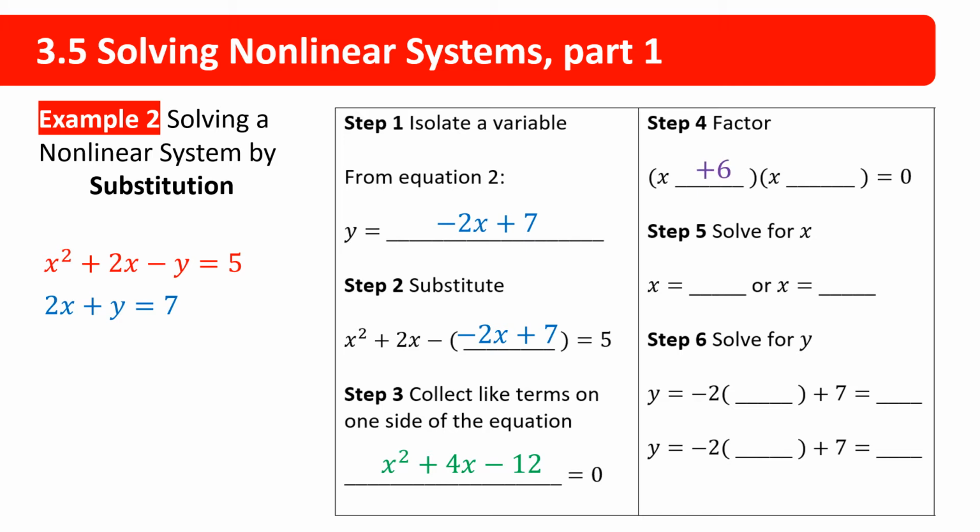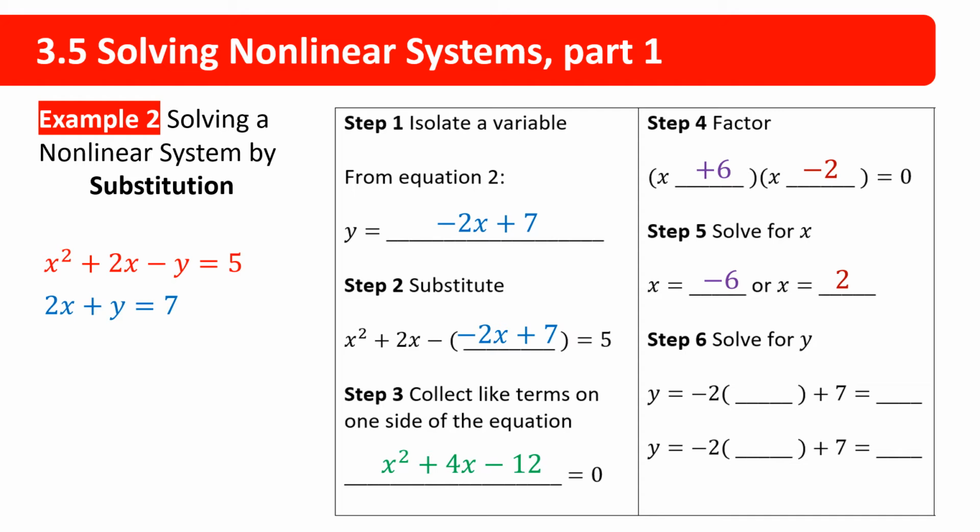We can check out our possibilities, 12 and 1, 4 and 3, but 6 and 2 are the ones that are going to properly get us to 12 when we multiply and 4 when we add, assuming that those signs are different. So x plus 6 and x minus 2. If we want to solve for x, then either x plus 6 equals 0, in that case x could be negative 6, or x minus 2 equals 0, so x could equal 2.